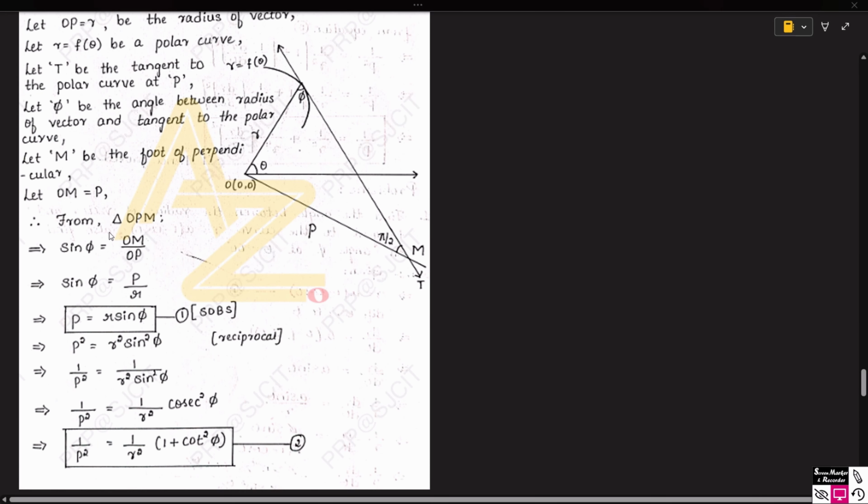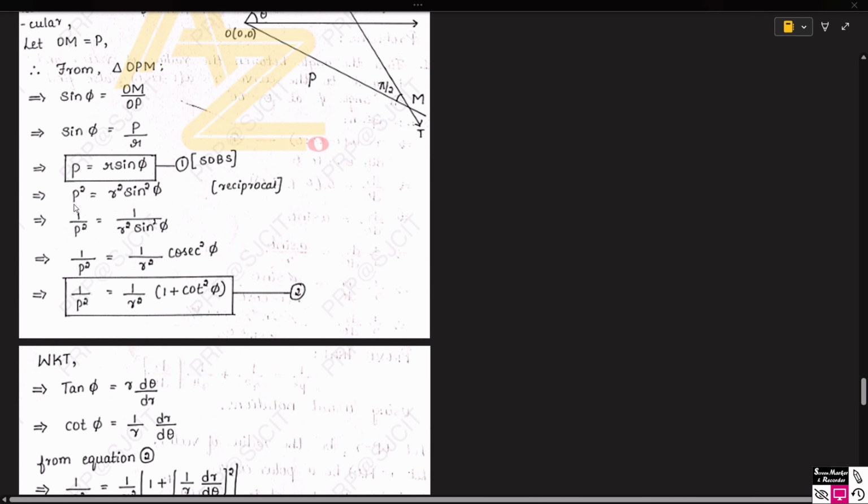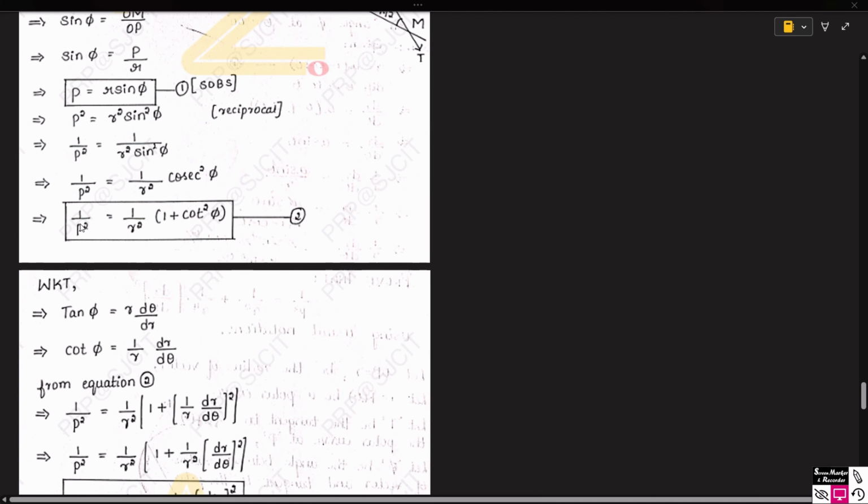Okay, so in triangle OPM, as you can see, we apply sine phi, which is OM by OP. We get p by r. On simplifying, p equal to r sine phi. Squaring on both sides, we get p square equal to r square sine square phi, and taking the reciprocal we get the following equation: 1 by p square equal to 1 by r square cosecant square phi. Further, on simplification, cosecant square phi can also be written as 1 plus cot square phi.